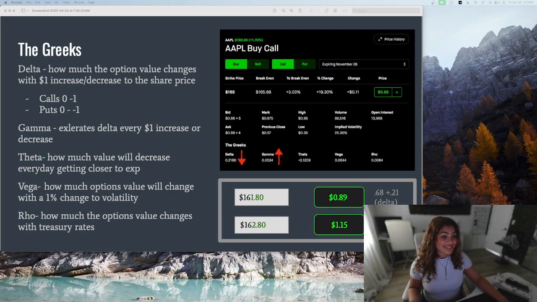Now, vega is how much the option's value will change with a 1% change in volatility. So the volatility on this contract, or IV, that's what people call it, is 25%. If it goes up to 26%, your contract is going to go up 6 cents or $6, which is about 10%. Now, if it goes down to 24%, you are going to lose $6, 10%, for no reason, for implied volatility.